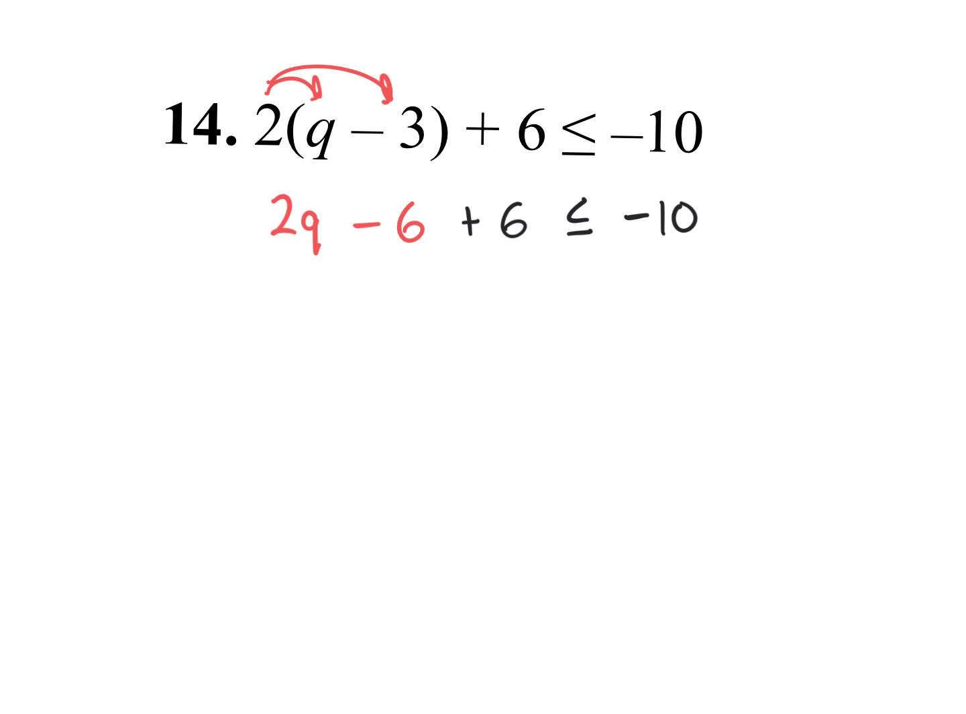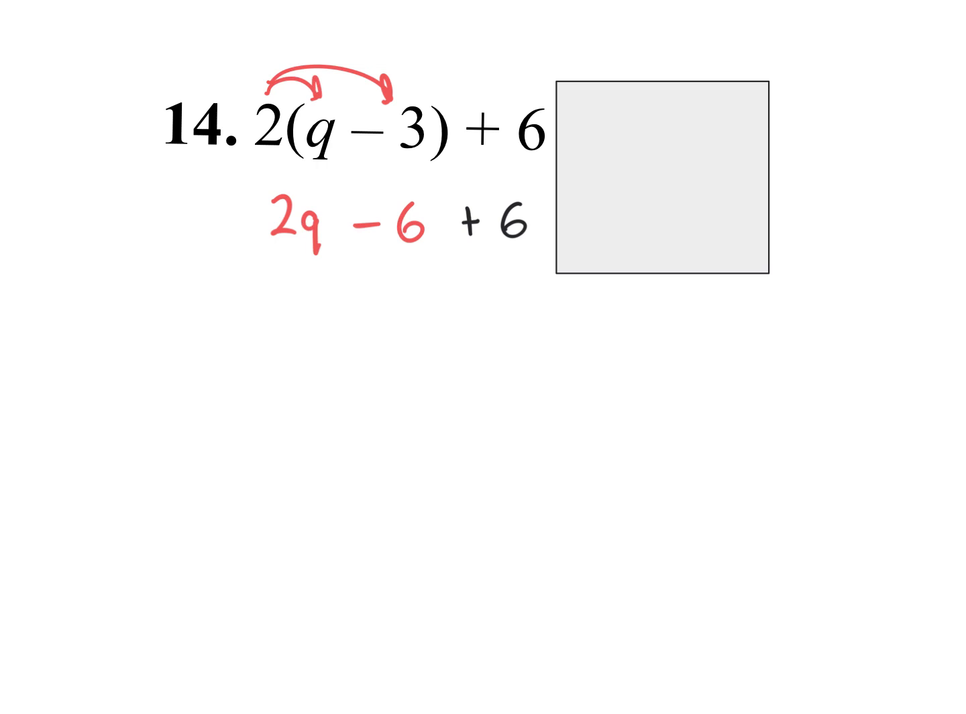And again, all I've done is distribute the 2, giving us 2q minus 6. So after the distributive property, you need to check and see if there's any combining like terms. On the left side of this inequality, again, it's kind of like ignoring the right side for a bit. Simplifying, you distribute and then combine like terms.